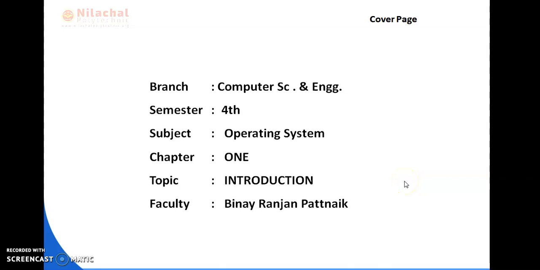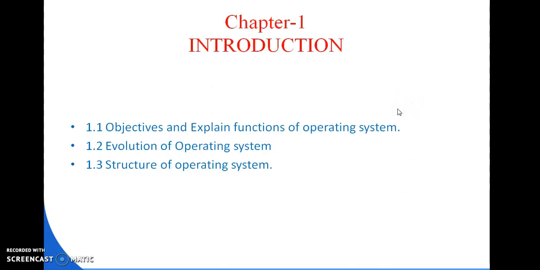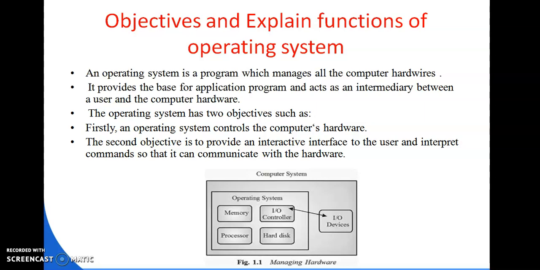This is PATTANAIK. Today I am going to discuss the subject operating system, chapter number 1, Introduction. In this chapter, we have the following articles: objectives and functions of operating system, evolution of operating system, and the structure of operating system. In objectives and functions of operating system, first we move to what is the operating system.